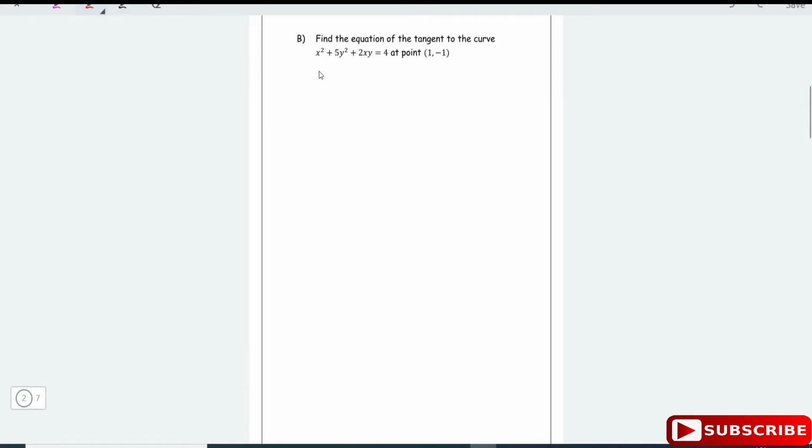So the first thing we know we have to do is differentiate both sides with respect to x. d by dx means we're differentiating with respect to x. Then what are you differentiating with respect to x? You see I put it in bracket, we're differentiating x squared plus 5y squared plus 2xy equal 4. This is what we are going to differentiate with respect to x, so I make sure to put it in bracket.